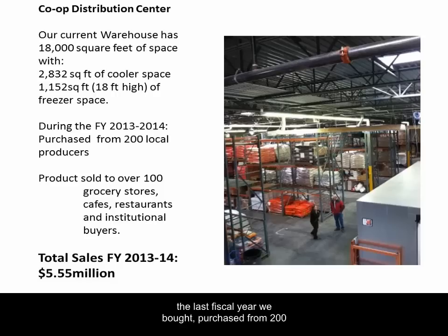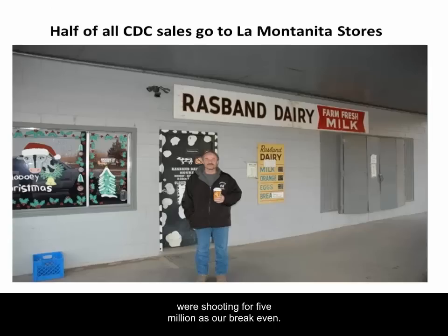In the last fiscal year, we purchased from 200 local producers from around the state. That's just through the Co-op Food Hub. We have about another 200 local producers that sell direct to the stores, very small producers, maybe coming in with a basket or two. The Food Hub project sells to over 100 grocery stores, cafes, restaurants, and institutional buyers around the state. And this year we did $5.55 million in sales, which was, we were shooting for $5 million as our break even.